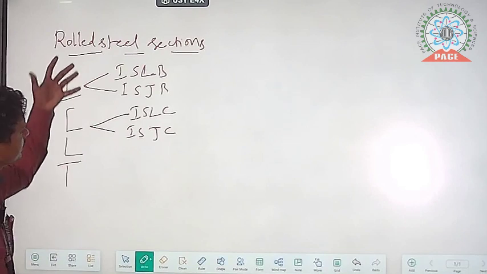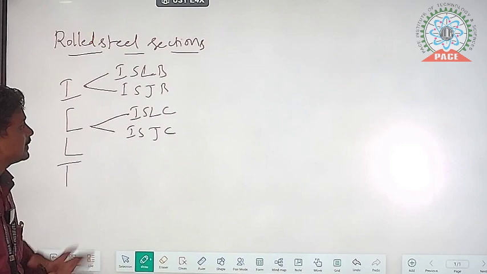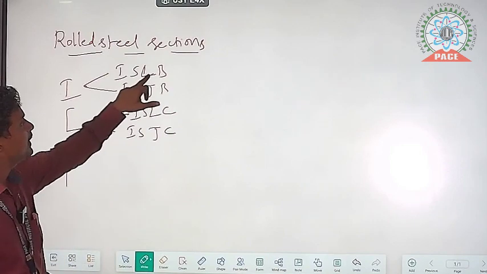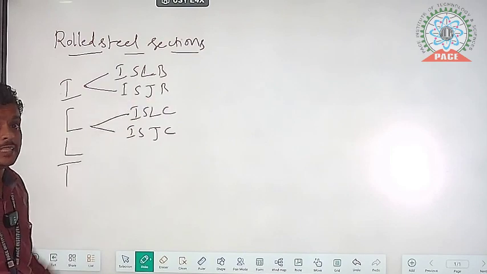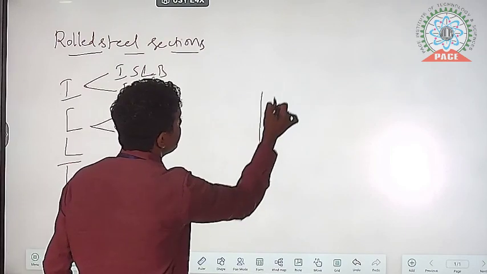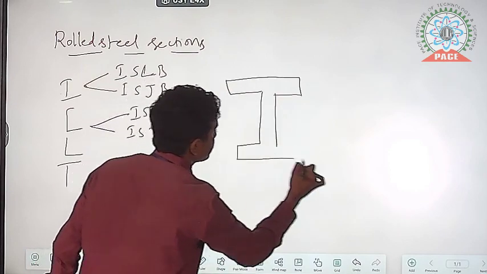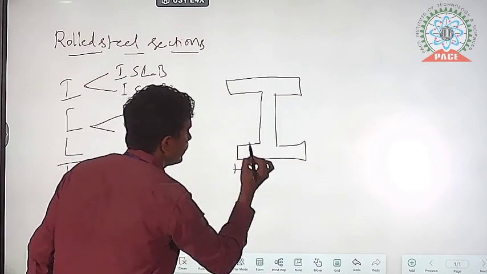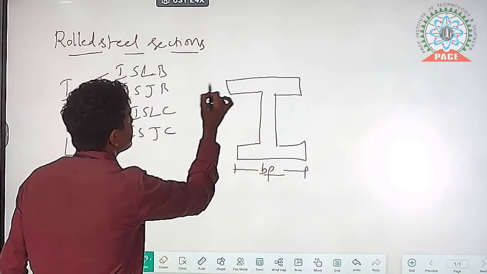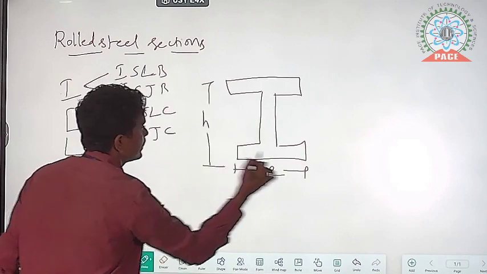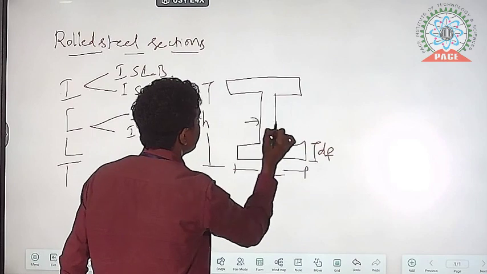If we go for ISLB, Indian Standard Light Beam, those properties are different. Those properties means what? For example, if we take the I section, this is the I section. This is the breadth of the flange. This is the overall height. This is the depth of the flange. This one is the breadth of the web. Okay, these are all the properties.